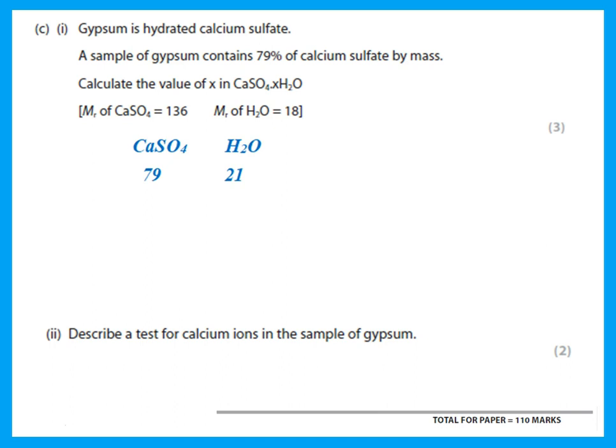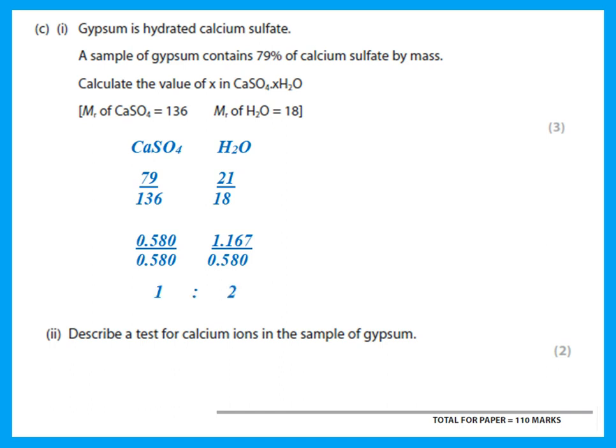How do we determine the empirical formula? First, we divide by the molecular mass of each one, and he already gives me the molecular mass. Now, the numbers that come out, I have to divide by the smallest to get a simple ratio, and this means that my x is 2. Calcium sulfate, 2 water.